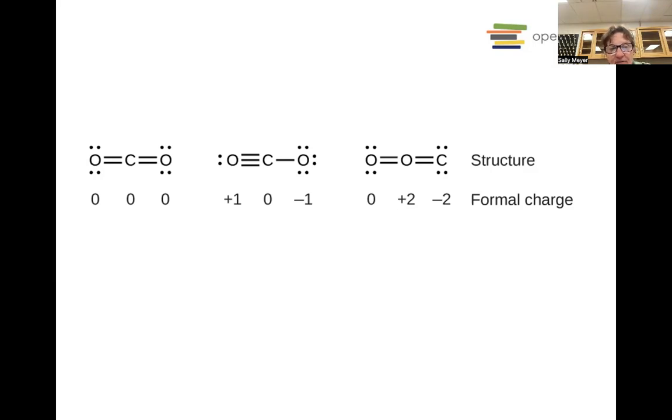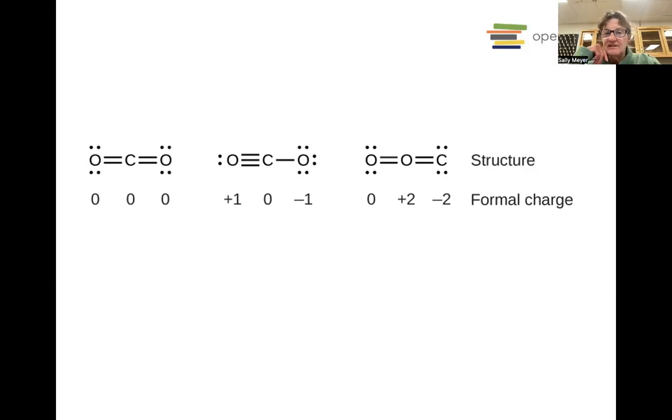And then you can do the same thing for the carbon. Carbon has a valence electron number of 4. You put no lone pairs around it, but you did put 4 bonds. And so 4 bonds is 8 electrons. 8 electrons divided by 2 is 4. So the formal charge on carbon is 0.